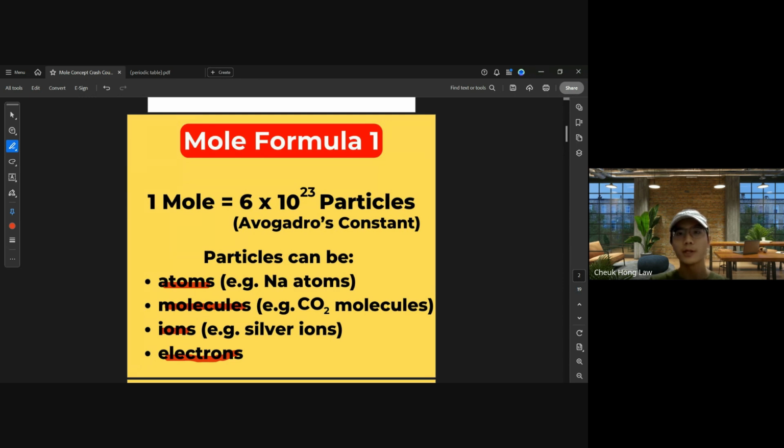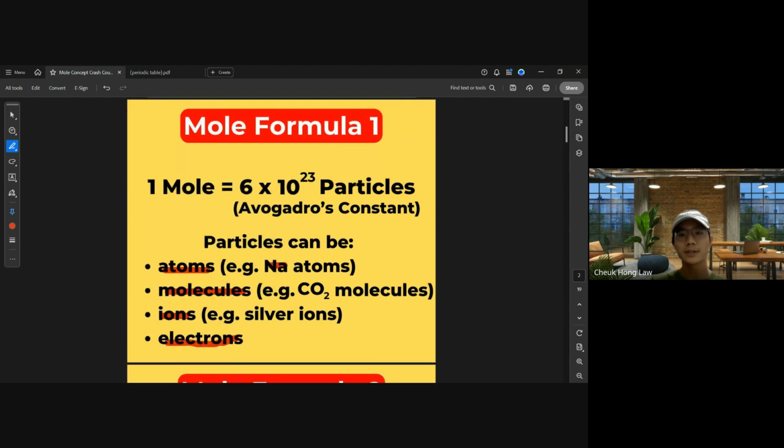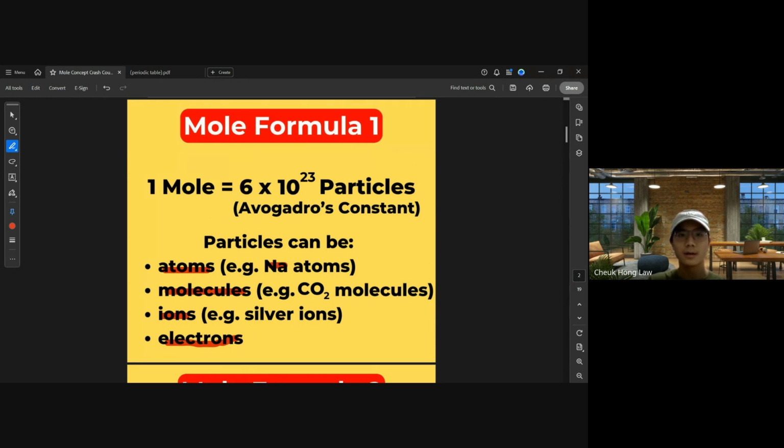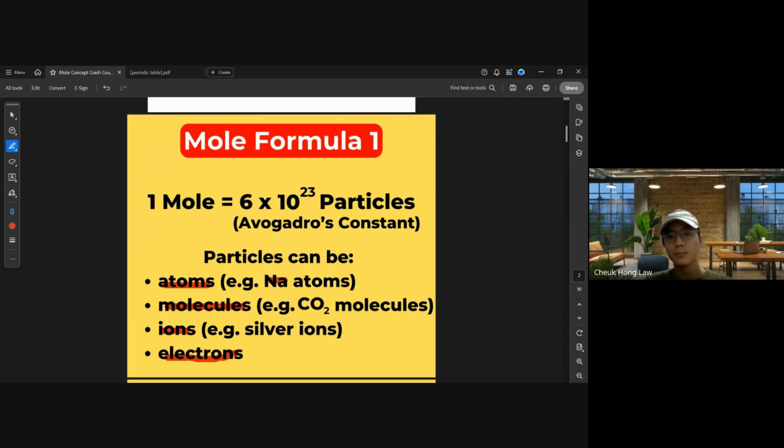Okay, these 4 things. So for example, if I were to say 1 mole of sodium will be equivalent to 6 times 10 to the power of 23 of sodium atoms. Okay, then if I were to talk about molecules, maybe 1 mole of carbon dioxide molecules equals to 6 times 10 to the power of 23 of carbon dioxide molecules. Okay, then 1 mole of silver ions equals to 6 times 10 to the power of 23 silver ions. And same thing for electrons. 1 mole of electrons equals to 6 times 10 to the power of 23 of electrons. Okay, so 1 mole of whatever substance, right, equals to 6 times 10 to the power of 23 of that particle. Okay, so that's mole formula 1.